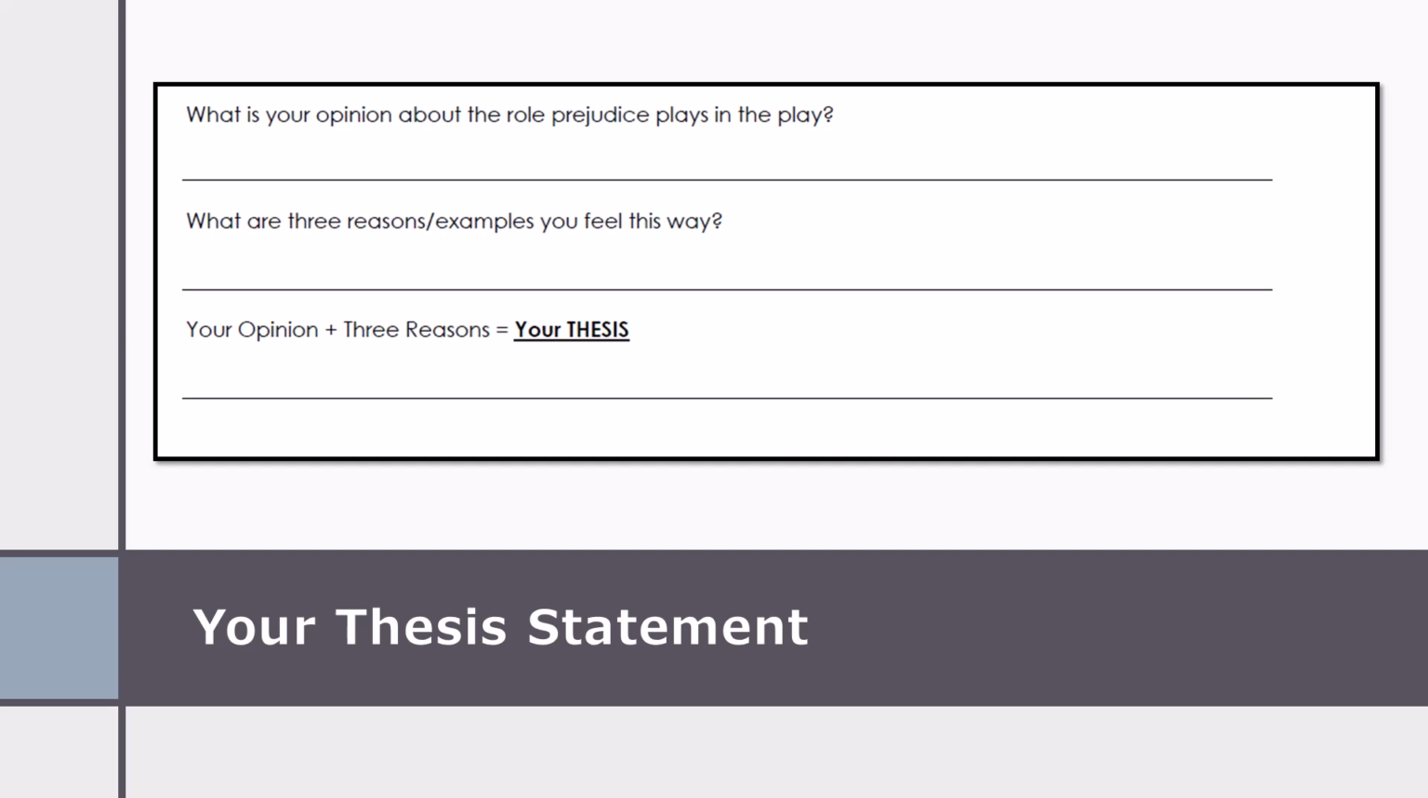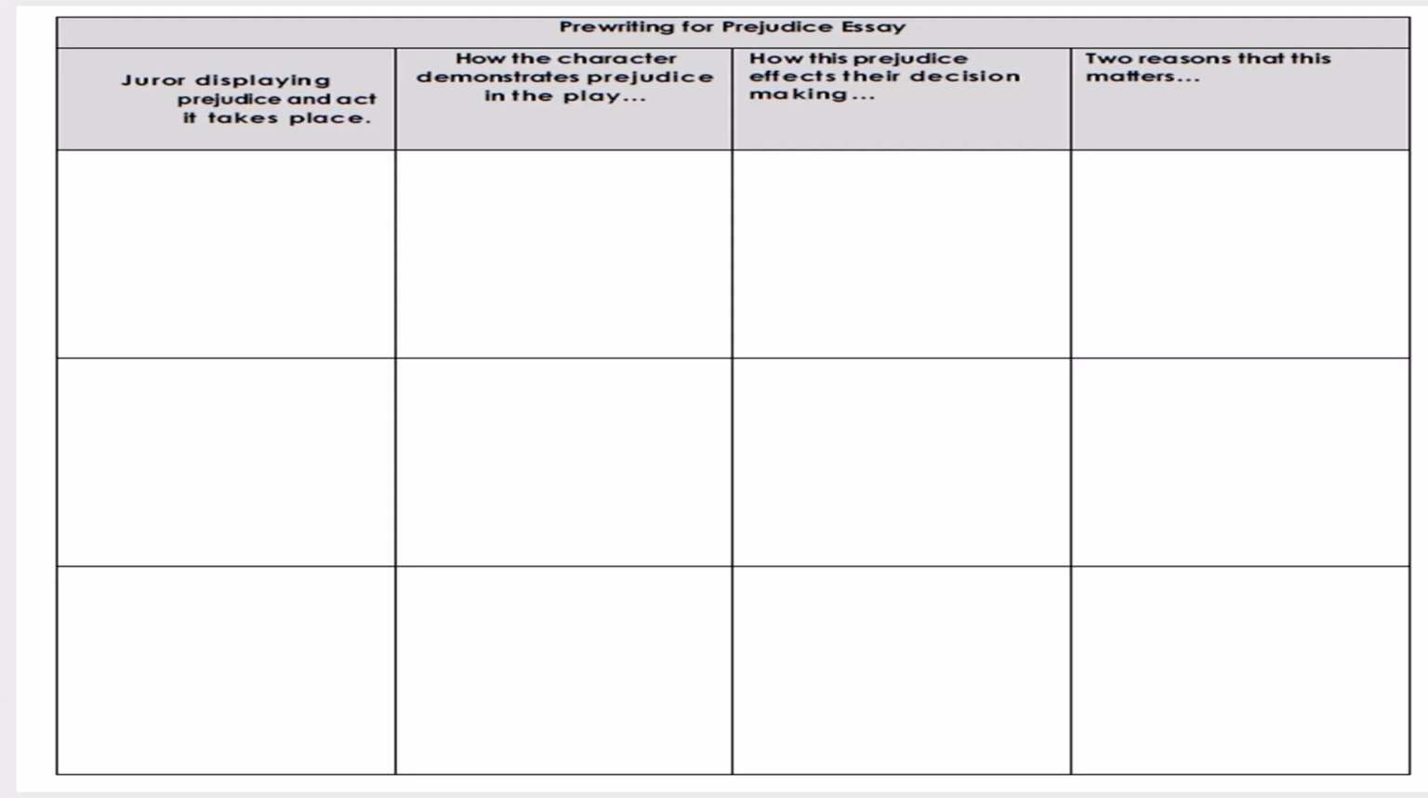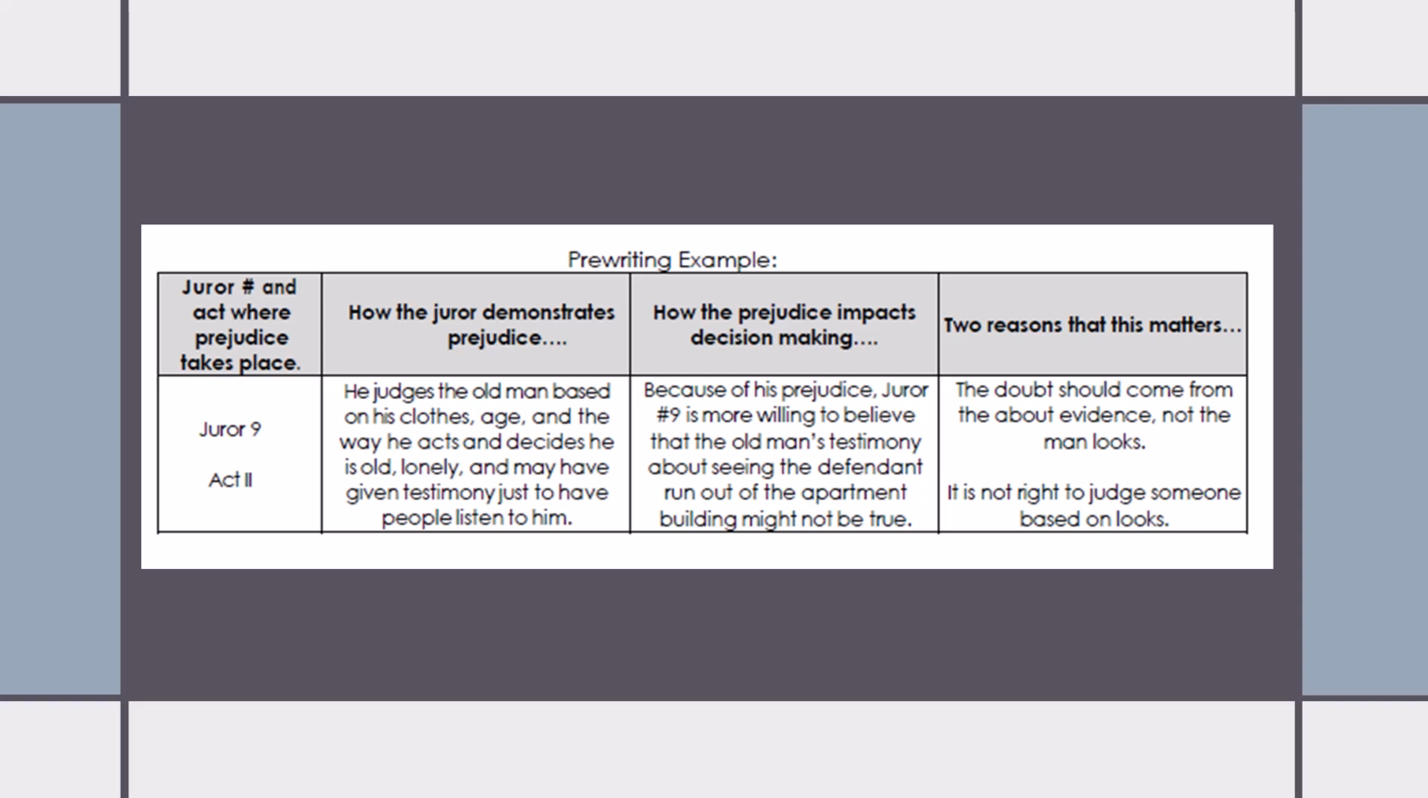This is very similar to what we did in Roll of Thunder, Hear My Cry. You will use the tool on page 2, Prewriting for your prejudice essay, to help you think of those details and examples from the play to support your opinion. You'll choose a juror, find the act in which their prejudice takes place, then describe how they act, how the prejudice impacts their decision making, and 2 reasons that you think this matters.